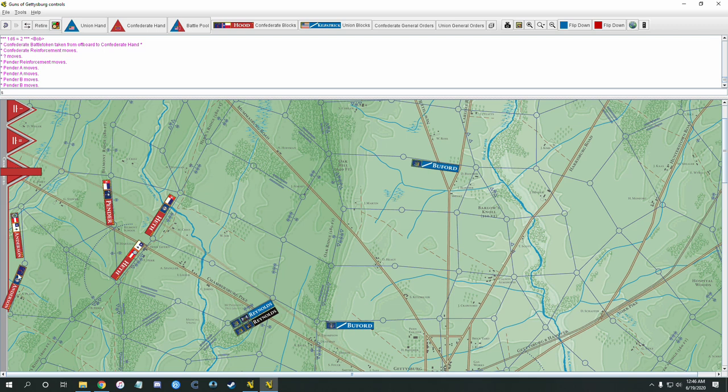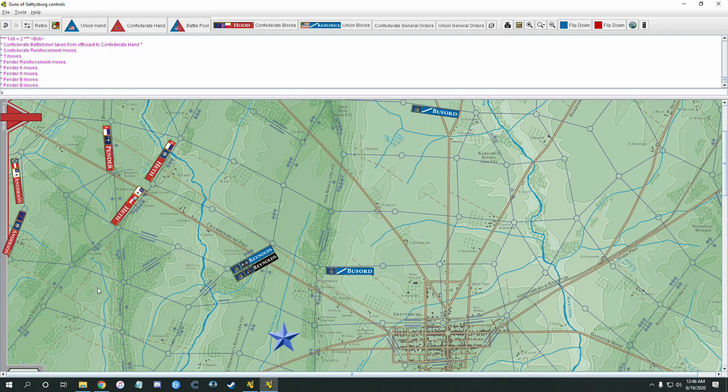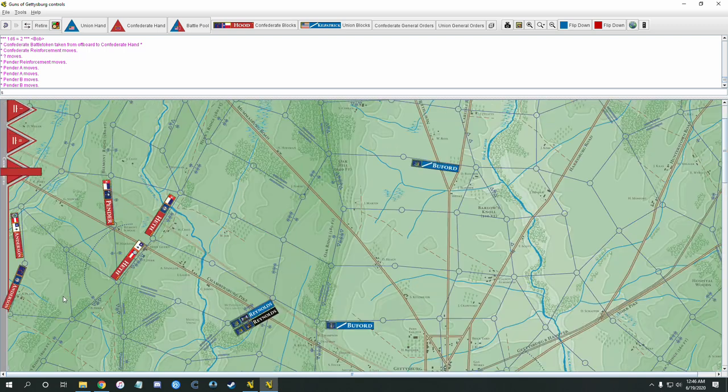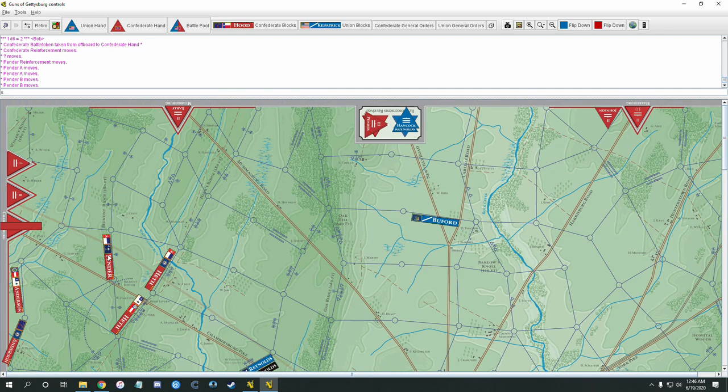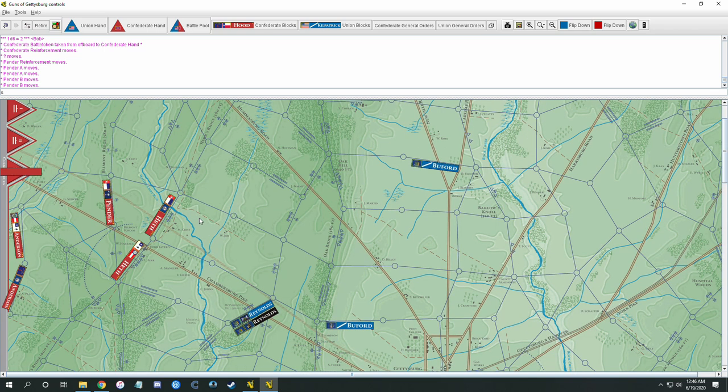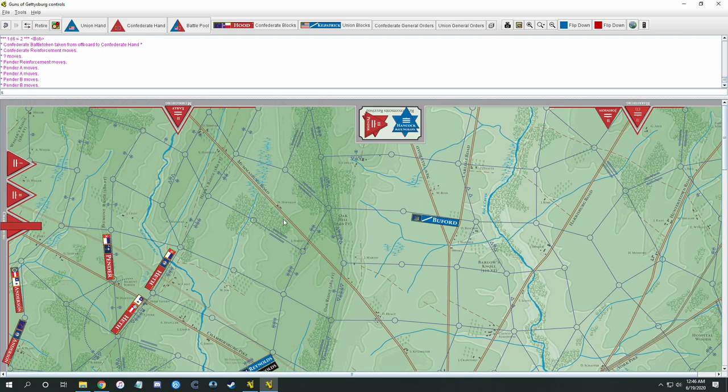Anderson's corps came in. I decided to have him come in off the road and then start slowly sweeping on the left flank of Reynolds. Pender also showed up quickly, and I had decided to let him use the road, and so he's going to come over here to slowly come onto the left flank of the Confederate Army. And we'll see where it goes from there.